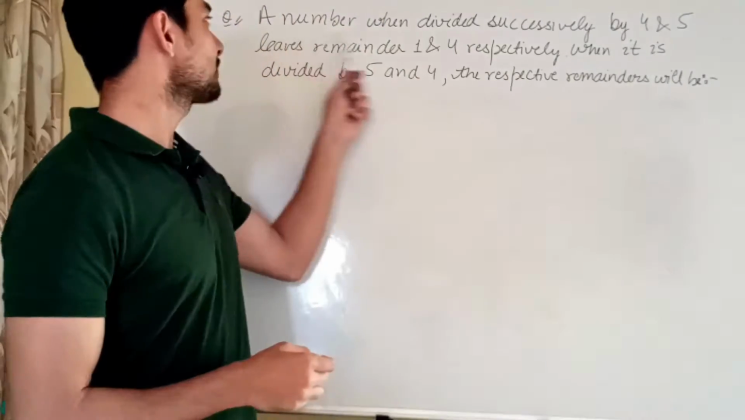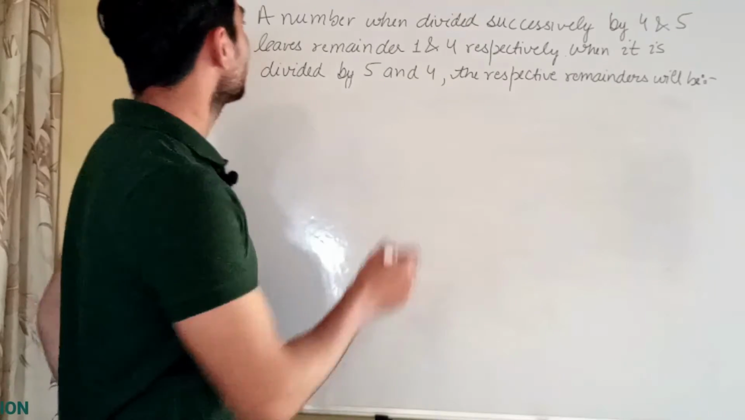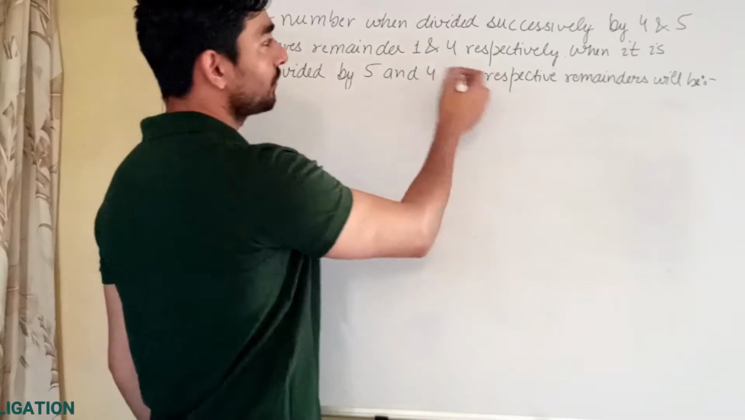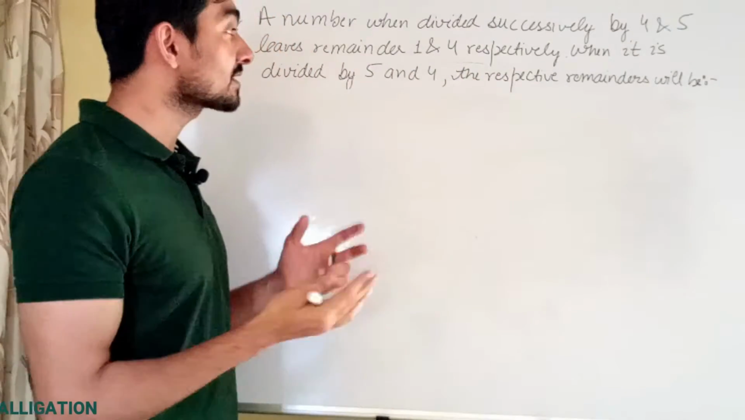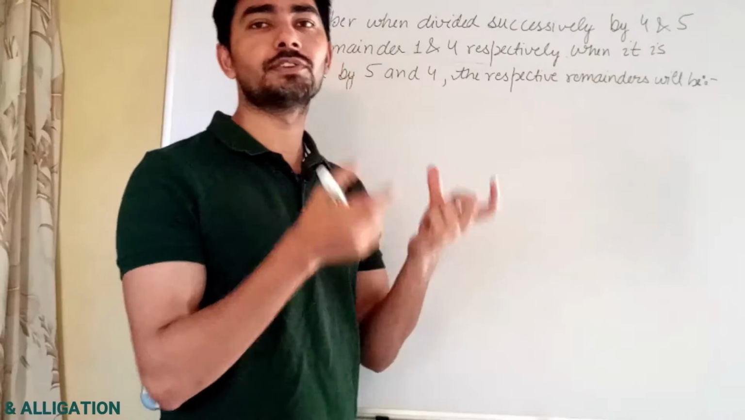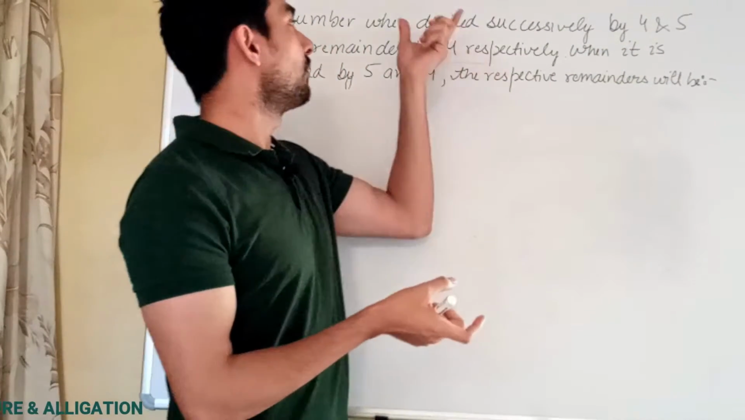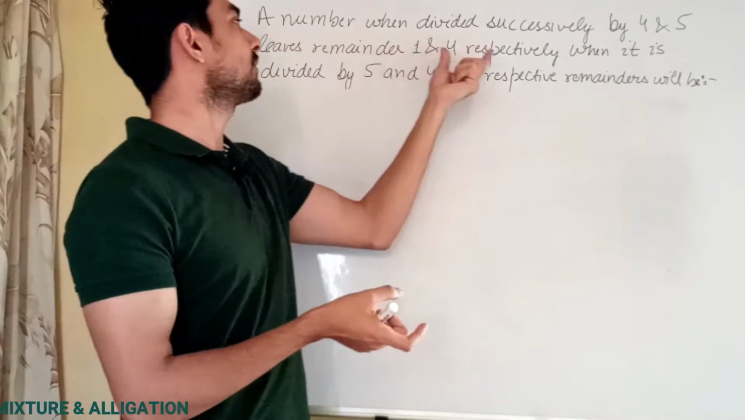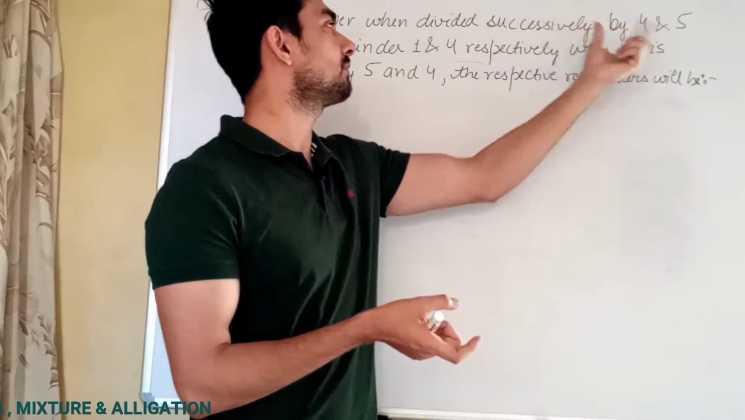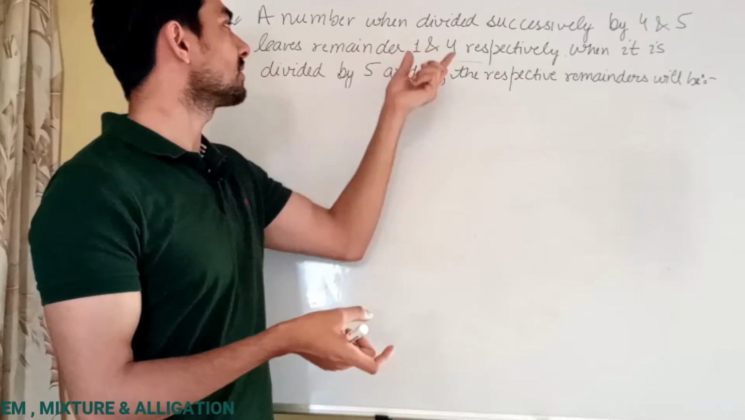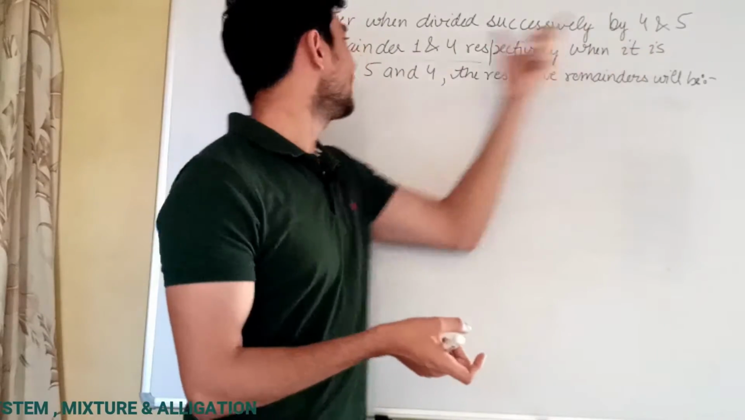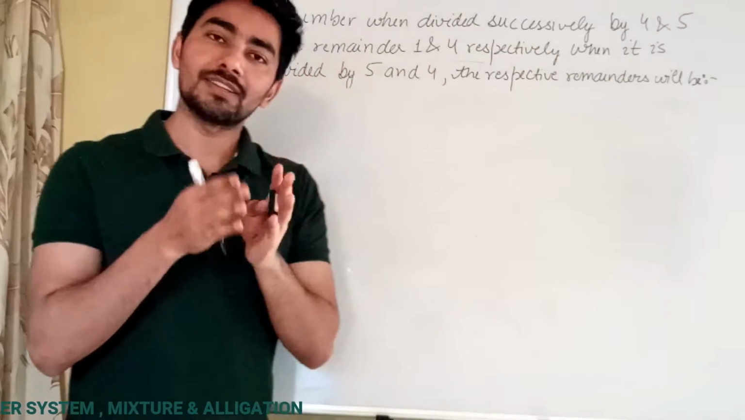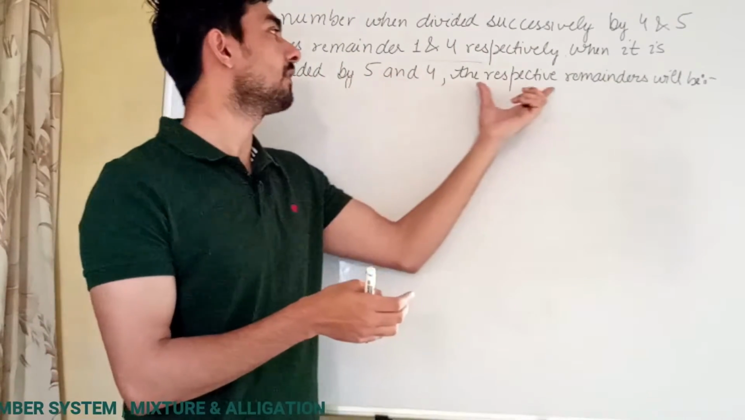So here's our first question of number system. A number when divided successively by 4 and 5 leaves remainders 1 and 4 respectively. When we divide a number successively by 4 and 5, we get successive remainders 1 and 4 respectively. When we divide the same number by 5 and 4, what will be our respective remainders?